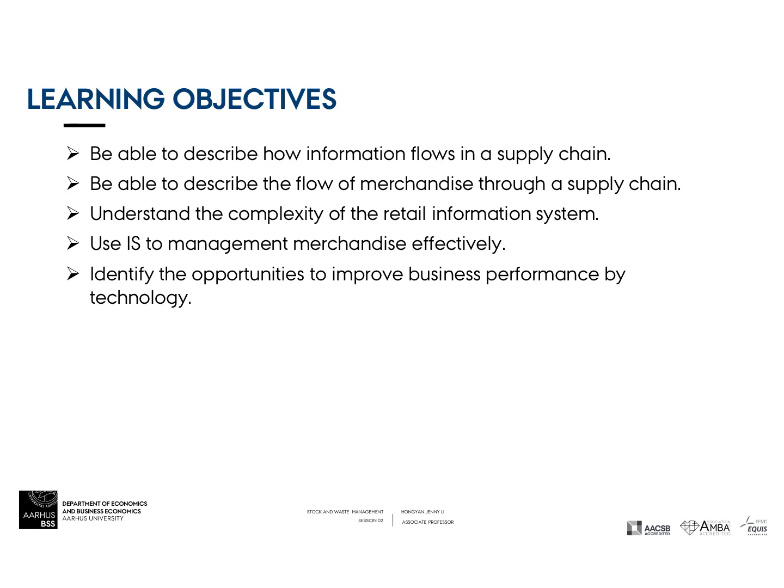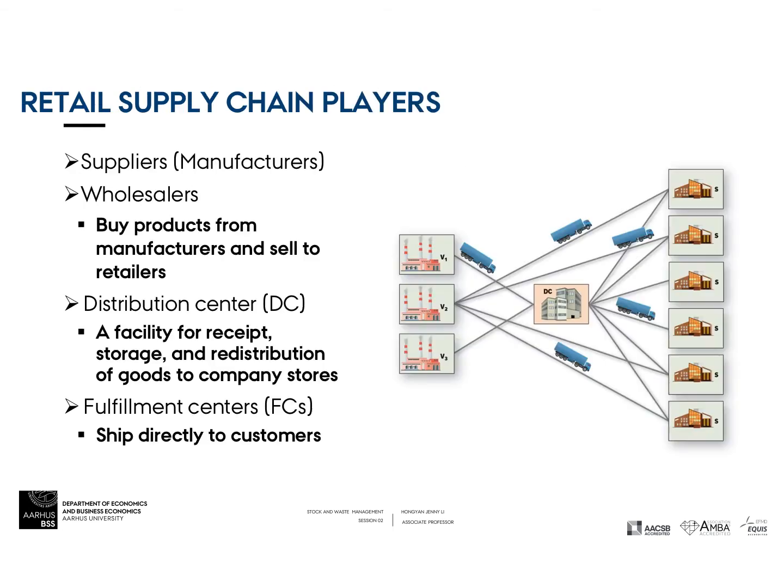This is the learning objective: be able to describe how information flows in a supply chain, be able to describe the flow of merchandise through a supply chain, understand the complexity of the retailer information system, use the information system to manage merchandise effectively, and identify the opportunities to improve business performance by technology.